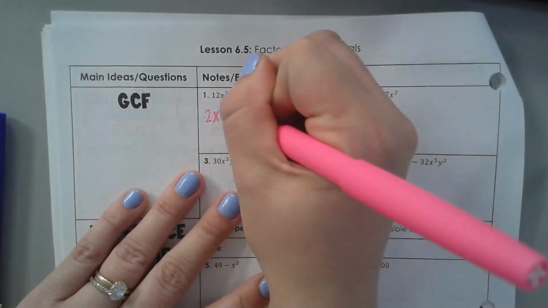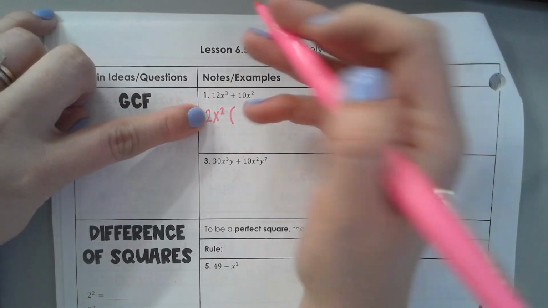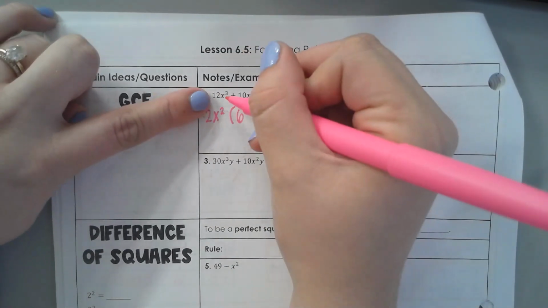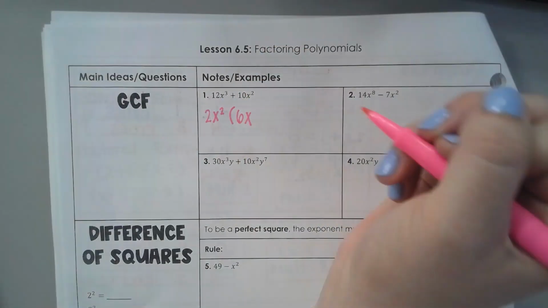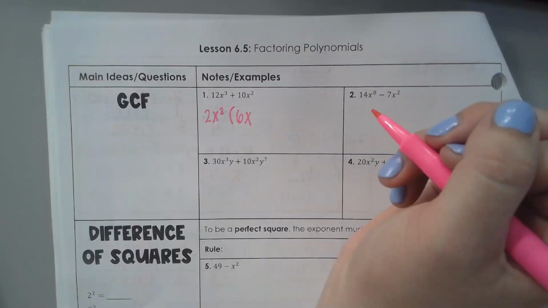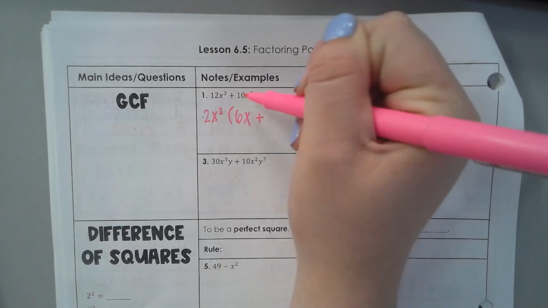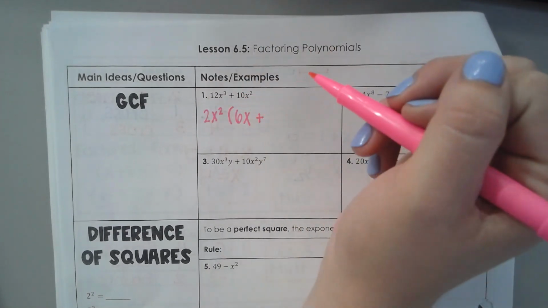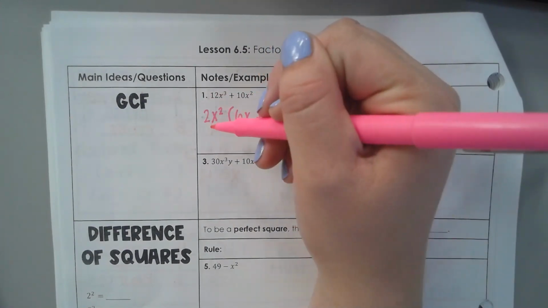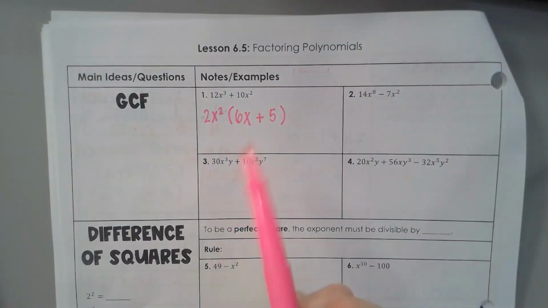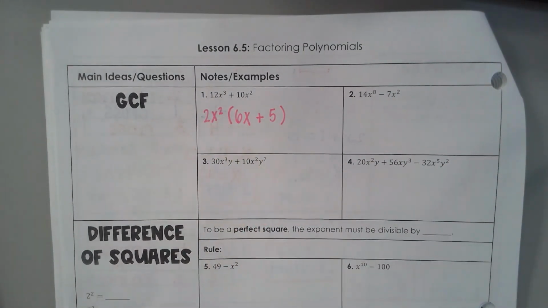We want to write what's left over. So when I take the 12 and I divide out the 2, I have 6. And then I had x cubed, but I took out 2 of them. So that just leaves 1x. Plus, then if I take out the 2 from the 10, I have what? 5, because we're dividing. And then x squared, if I divide out x squared, those basically cancel. So we have a GCF of 2x squared, and then we have 6x plus 5.